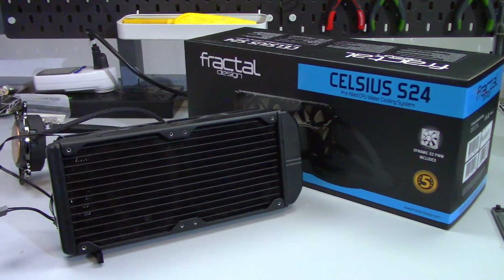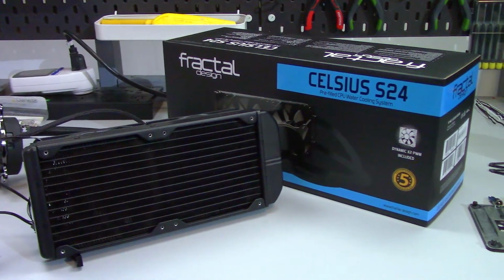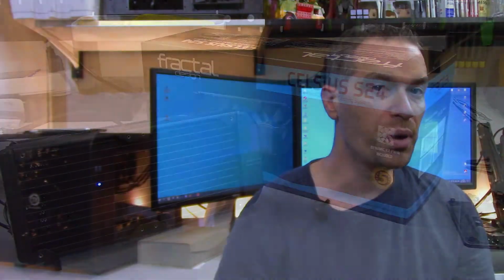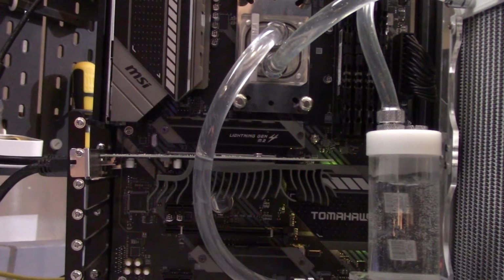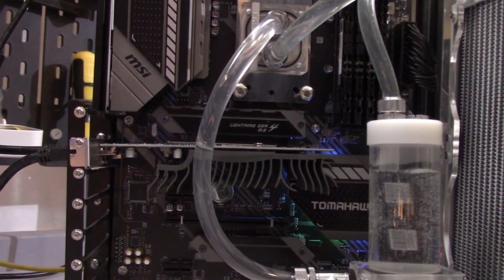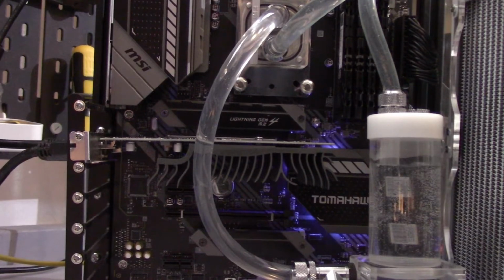But the Celsius S24 is like 110 to 120 USD, so we're looking at pretty much twice the price for the exact same amount of cooling performance in these tests. So if you are looking for just cooling performance, you should probably go with an AIO. But if you're looking for that water cooling experience and or the look that the custom water cooling loop gives, that's a whole different story. You just need to understand that you will be paying a lot more to get that look and experience.